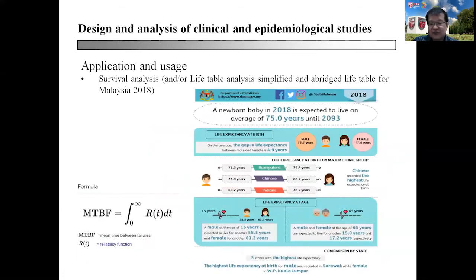This, on the other hand, is data from the Department of Statistics Malaysia on the selected life table values for the Malaysian population.